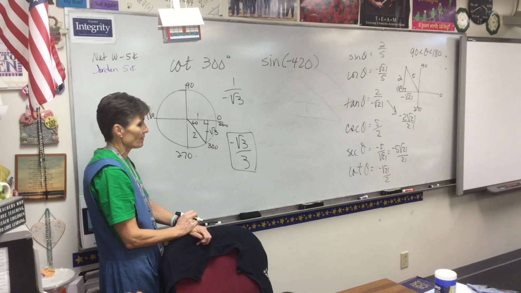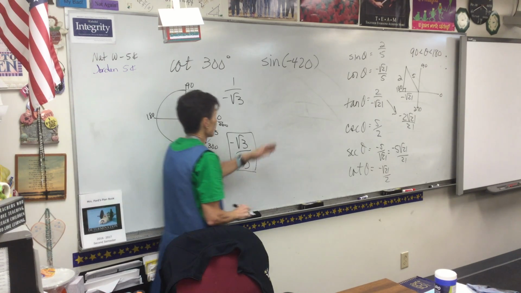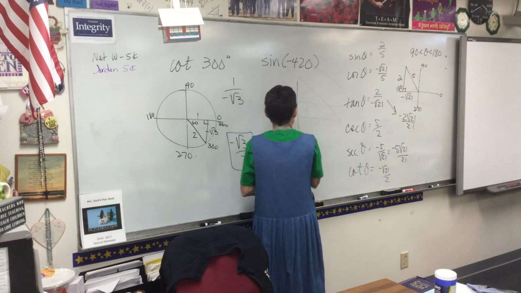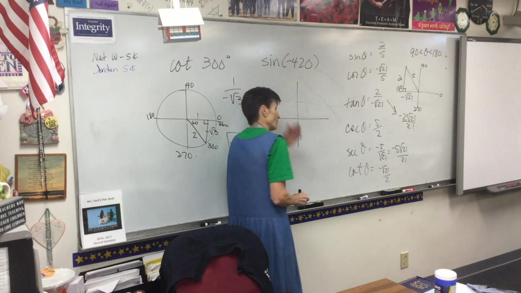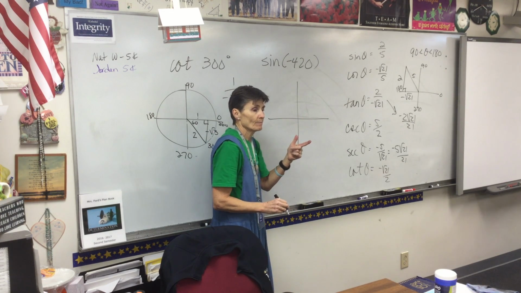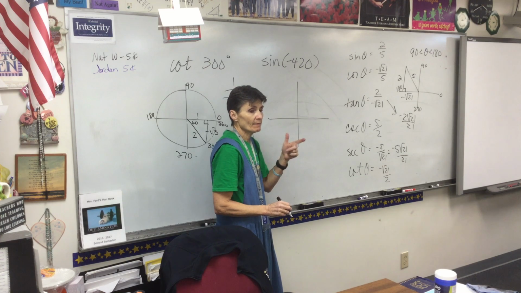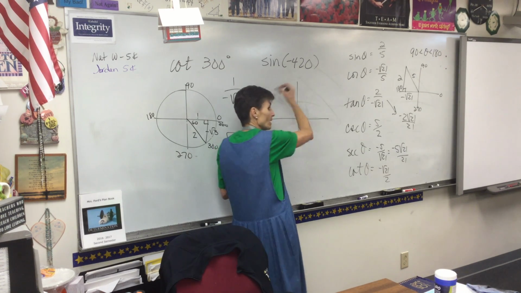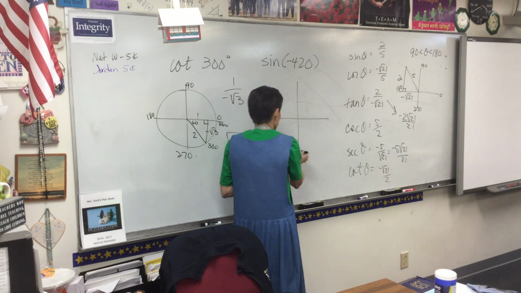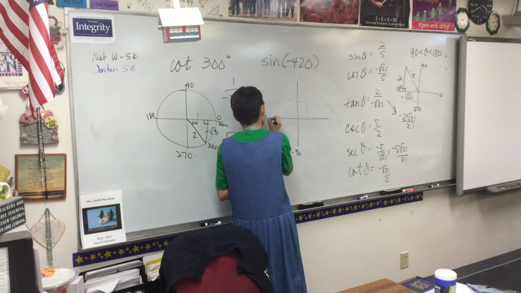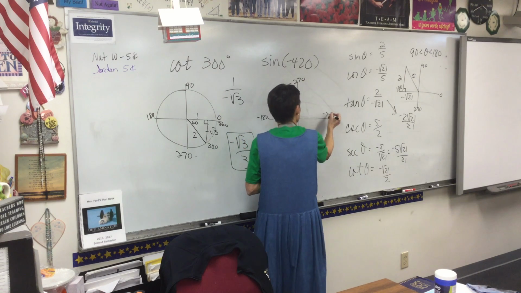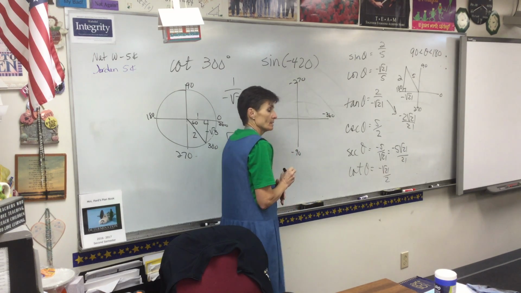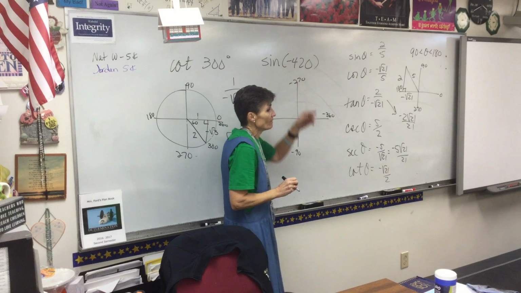Not hard, but there's a lot there. Now, look at this guy. What is going on here? First of all, it's negative. Negative means that instead of going up and around, we go down and around. So this is negative 90, negative 180, negative 270, negative 360. Now, but that's negative 420.